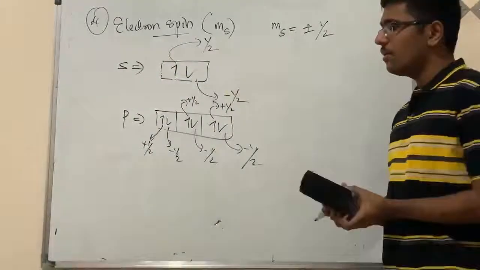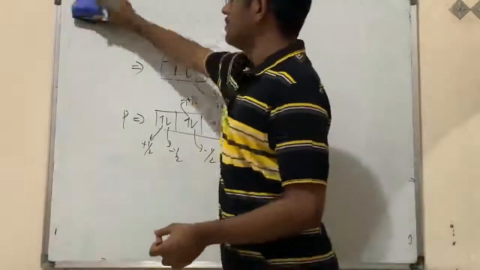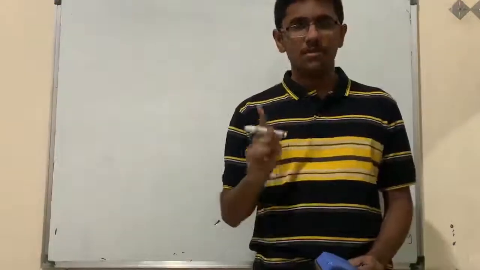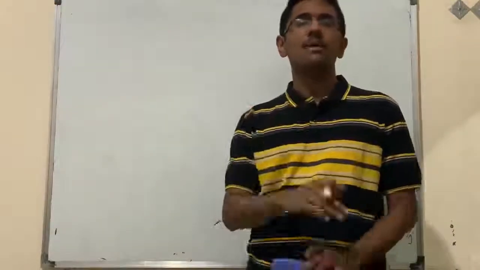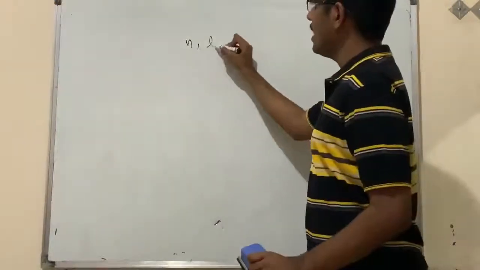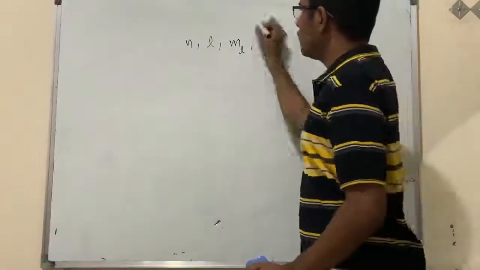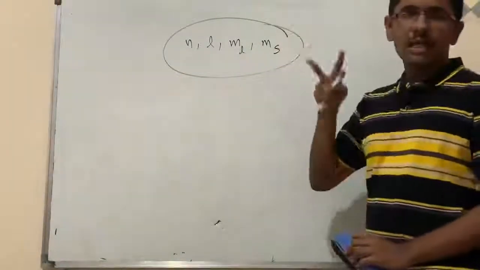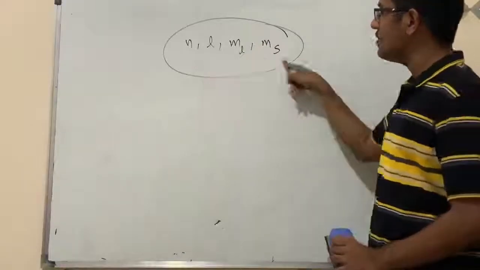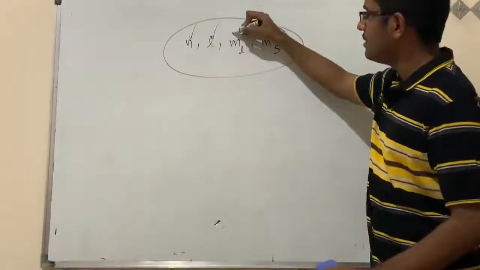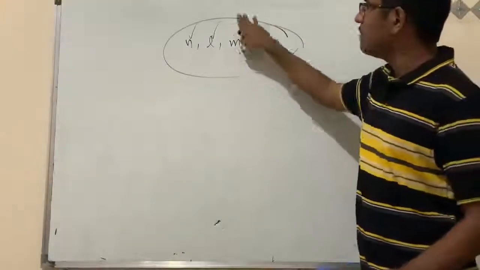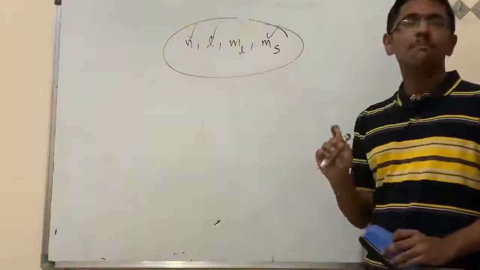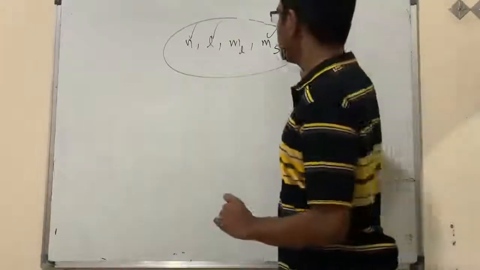Now, these are the four main quantum numbers. One peculiarity is that no electron in a particular atom can have all four quantum numbers the same: n, l, ml and ms. These are the identity card of a particular electron. No two electrons in an atom can share everything the same. Sometimes two electrons may have three the same but one different, but all four the same is never possible. This is the main concept.